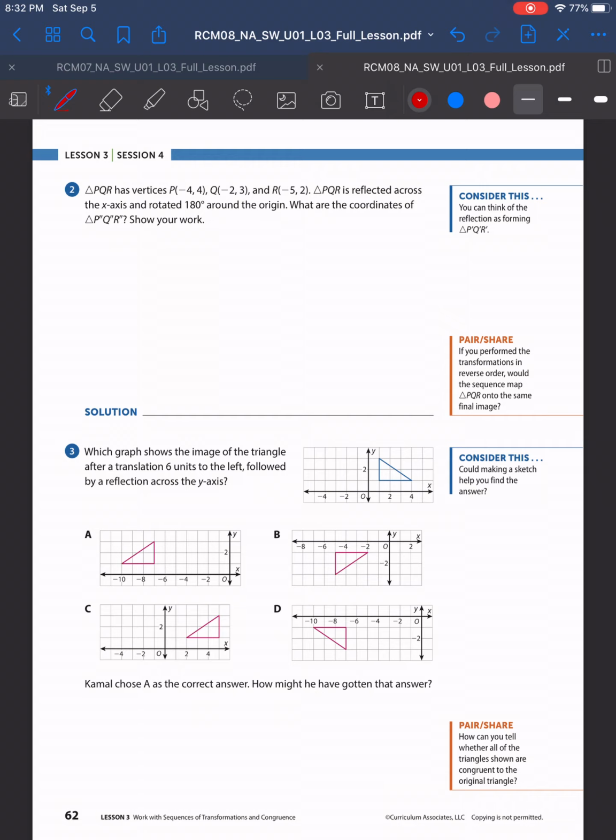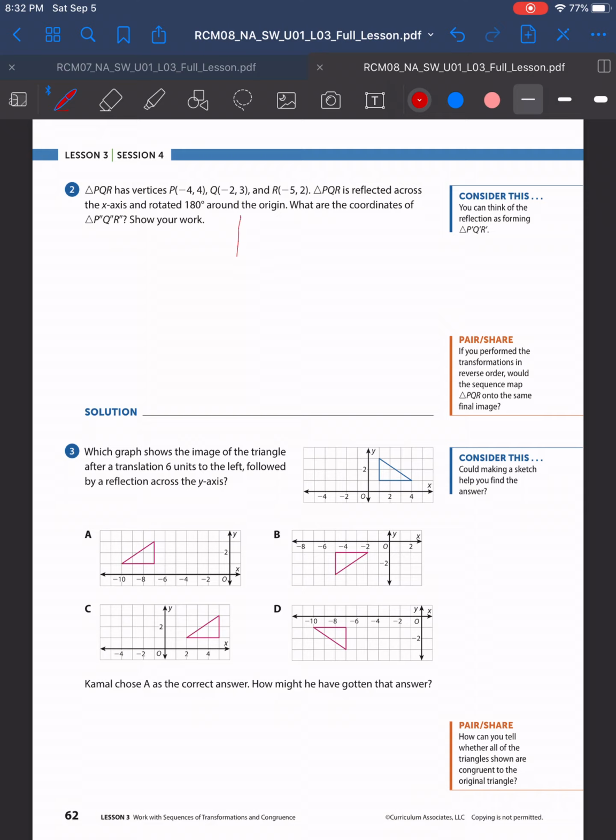Number 2. Let me scroll my paper. Triangle PQR has vertices. This. Triangle PQR is reflected across the x-axis, and then it's rotated 180 degrees around the origin. What are the coordinates of PQR double prime? Okay, so we got to kind of remember those weird rules that we learned. We didn't really learn the rules all too well for reflections or rotations. We learned them really well for translations. So let's think about this.